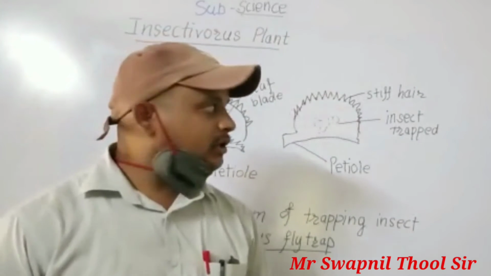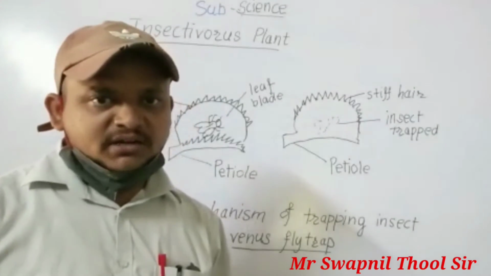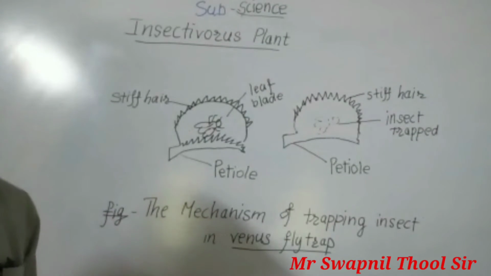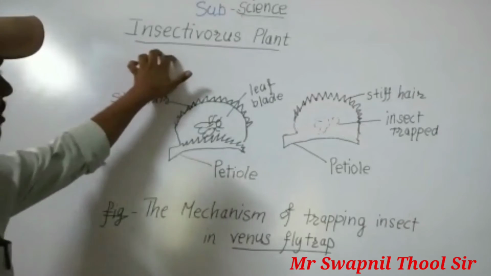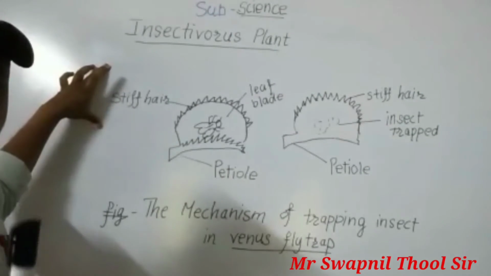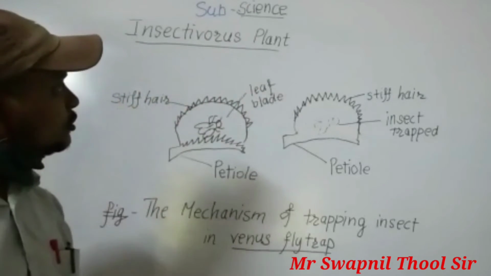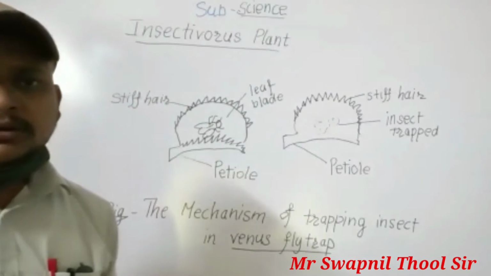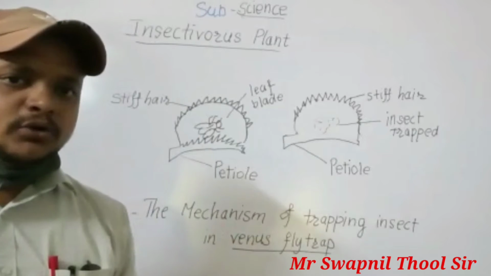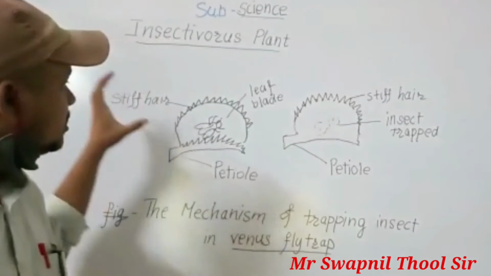Today we are going to see a new topic in the first lesson, nutrition in plants, that is insectivorous plants. As we know, the name tells us that insectivorous plants are heterotrophs. So what should they do? They can trap insects and fulfill their nitrogen demand or protein requirement.